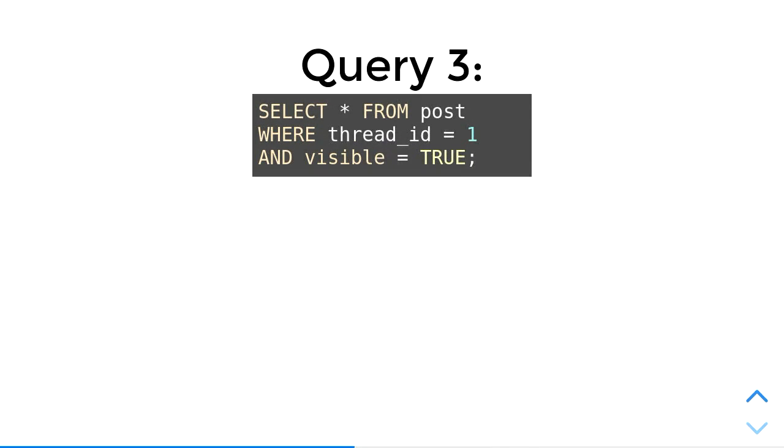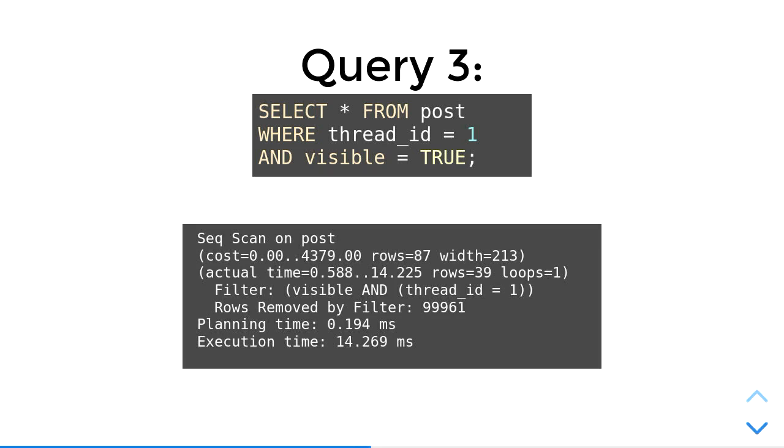So next we have query number 3. Select everything from the post table where we're on thread ID 1 and it's visible, because we're only interested in the visible posts. Our initial query plan, of course, is a sequential scan on the post table, filter for visible and thread ID equals 1, so we've got 2 terms here, and it removes 99,961 out of 100,000. So we've wasted 99.9% of our effort reading rows that we weren't interested in. But it only takes 14 milliseconds.